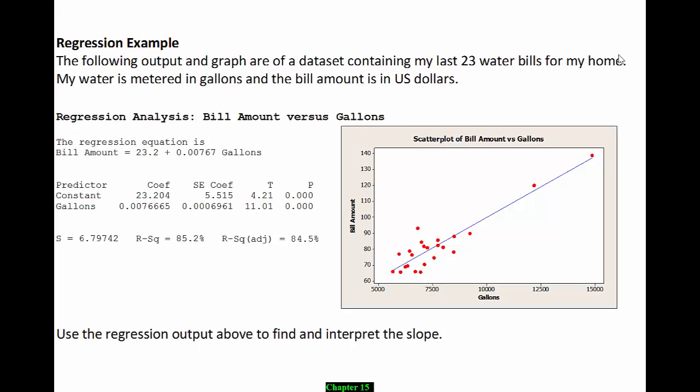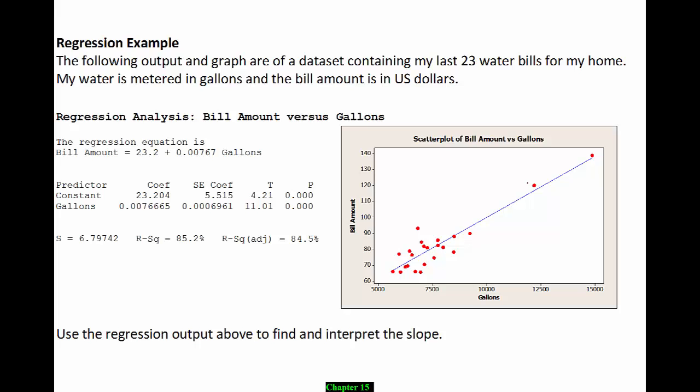Our first regression example is using the data set of my last 23 water bills for my home. My water is metered in gallons and the bill amount is in US dollars. As you can see, a scatter plot has been created of my last 23 water bills. We discussed this a little bit earlier in the lecture notes, but let's just review. On the horizontal axis is the gallons, that's my usage, and on the vertical axis is my bill amount in US dollars. Notice that most of my months I use between 5,500 and 9,500 gallons.